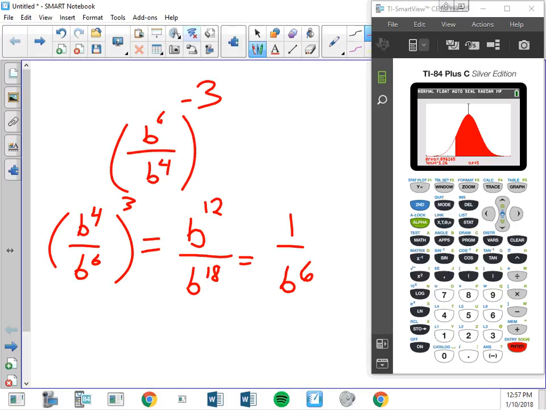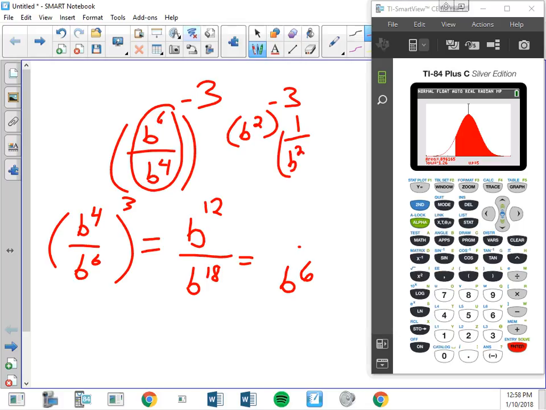What if we simplified as the first step? What is b to the 6th over b to the 4th? B squared. Or no, not squared. Sorry. Wait a minute. Okay. So, yeah, that's b squared. That's right. So b to the 6th over b to the 4th simplifies to b squared. So 1 over b squared to the 3rd, which is this.